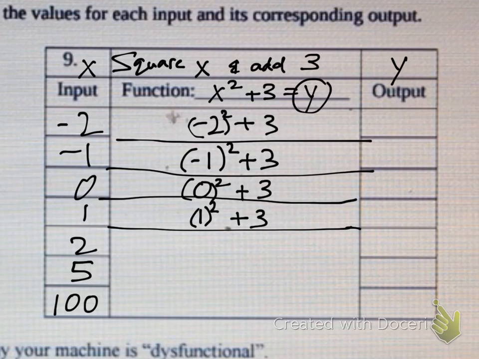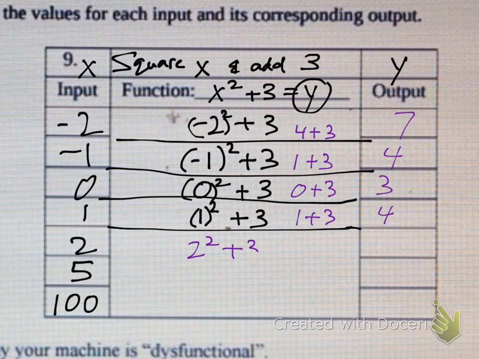So -2 squared plus 3. That's going to be 4 plus 3, which is 7. -1 squared is 1 plus 3 is 4. 0 squared plus 3 is 3. And then 1 squared is 1 plus 3 is 4. So I think it's repeating now. 7, 4, 3, 4. Anyway, let's just check.